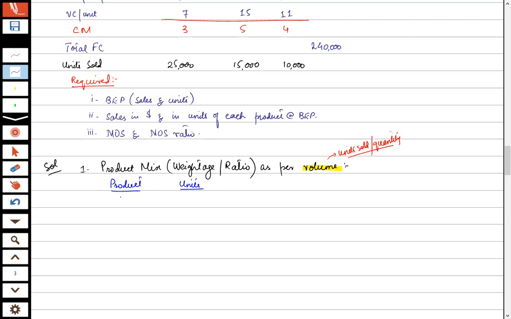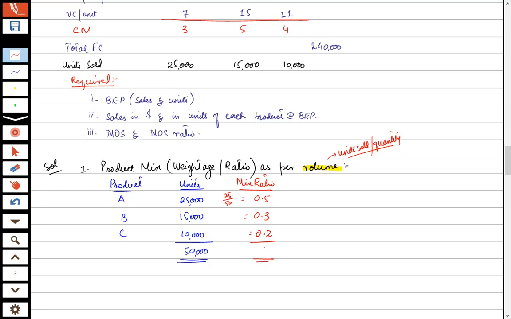Yes, correct. So, we will write like this: A, B, and C. This is 25,000. This is 15,000. And this is 10,000. Then the total will make 50,000. Now it is known as the ratio, mix ratio or weightage. It will be 25 divided by 50, so it will make 0.5. 15 divided by 50 will make 0.3. And 10 divided by 50 would be 0.2.